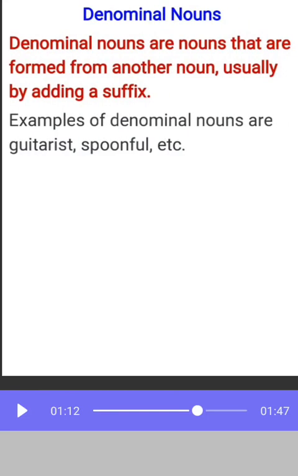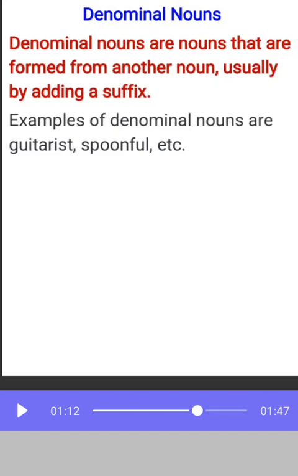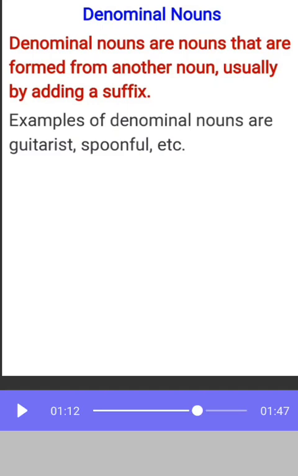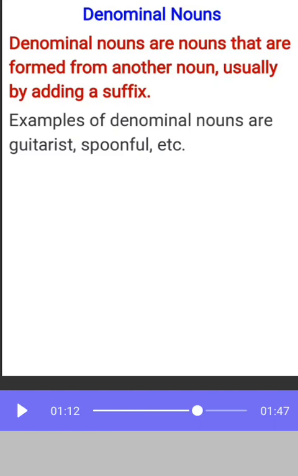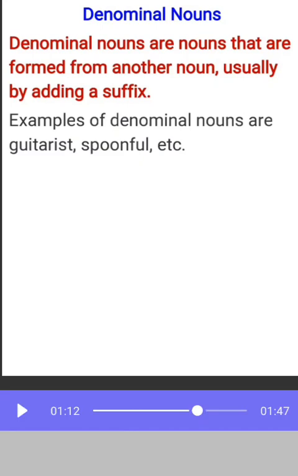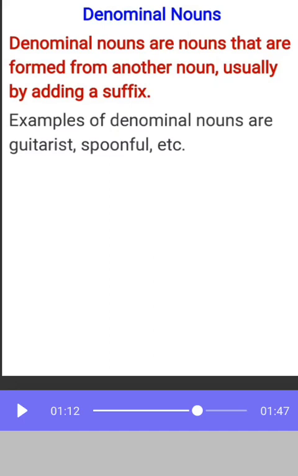Then we now come to denominal nouns. Denominal nouns are nouns that are formed from another noun. Yes, nouns that are formed from another noun. Nominalization as a concept in English has to do with adding suffixes to words to form other words. And so when you have a noun and you add a suffix, then it converts the noun to another noun. That new noun form is called a denominal noun. So a denominal noun is a noun formed from another noun by adding an appropriate suffix. Yes, that's it. Take for example, we have the word guitar.